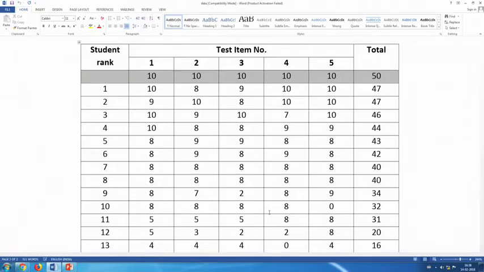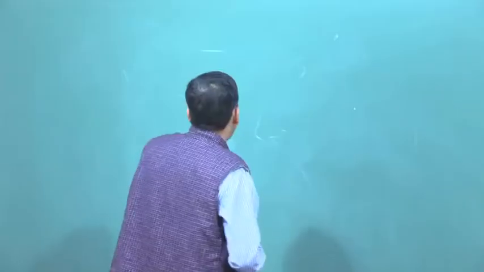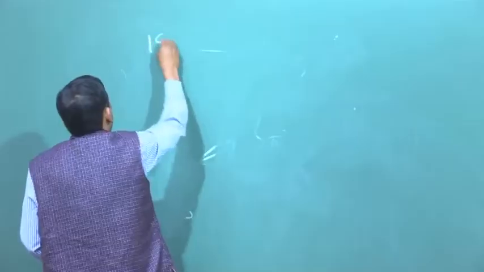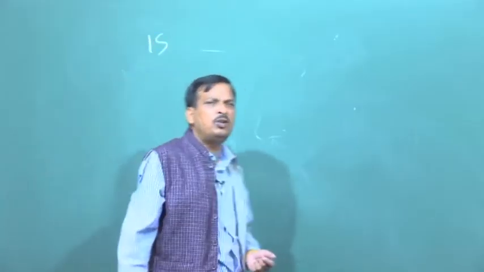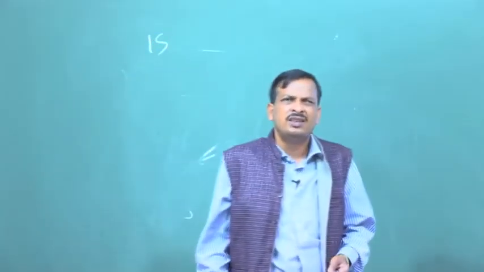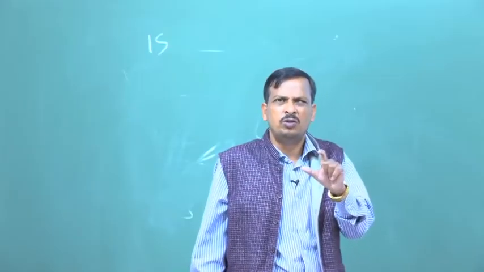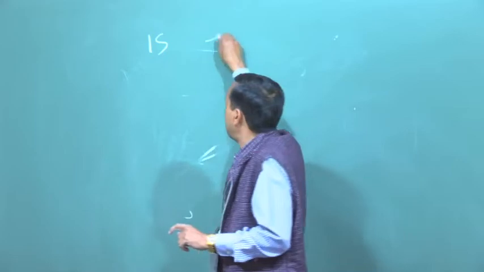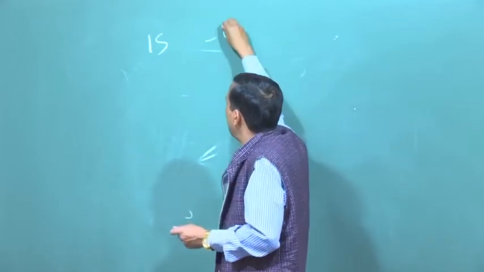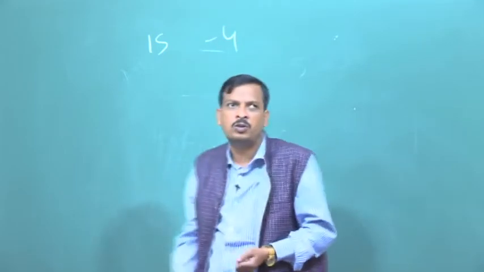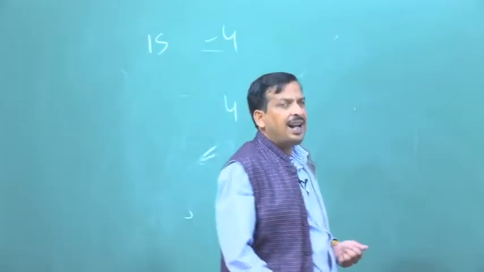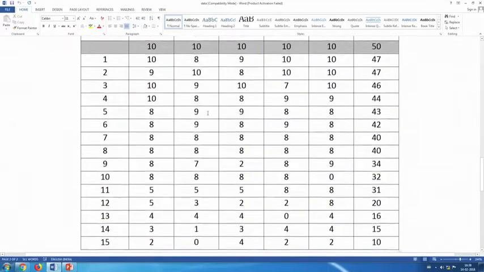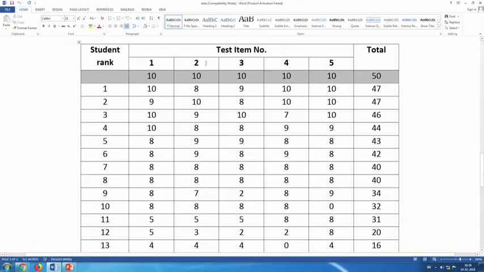So, I rank them 1 to 15. Now, 15 students are there. So, what is the upper group size? 15 into 0.27, so it is around 4 students in the upper group and 4 students in the lower group. So, if I say analyze the discriminative index of question number 2.